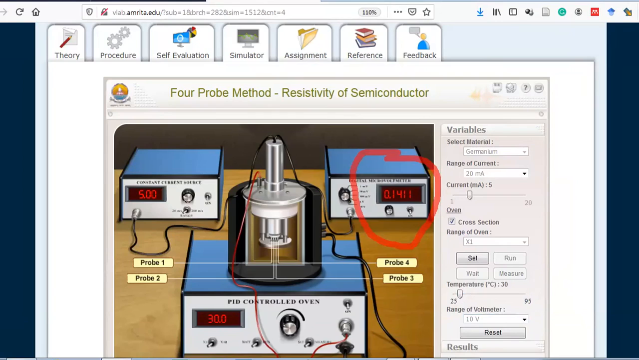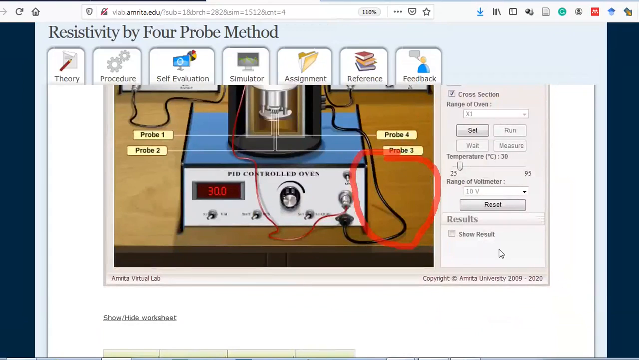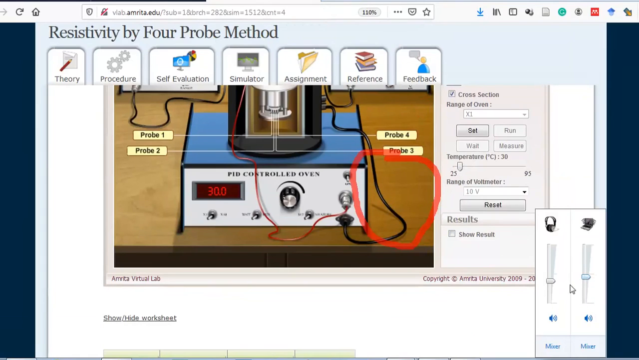And then you go down slightly. Okay, and all such readings, as I said, and in the end you have to click on this button, you click on that show result. So is it clear?